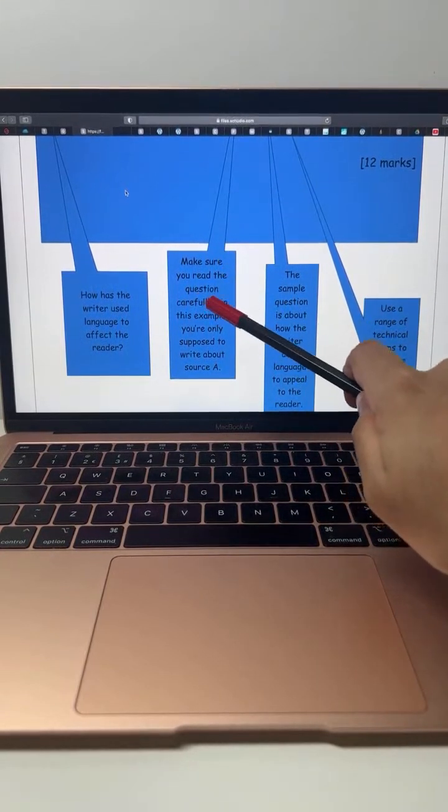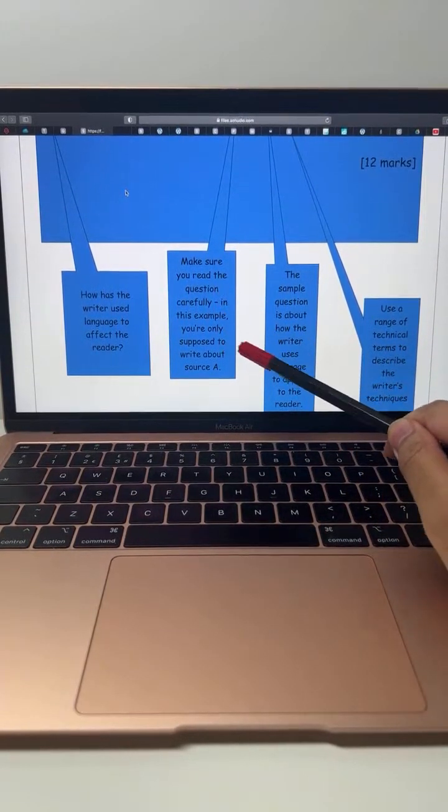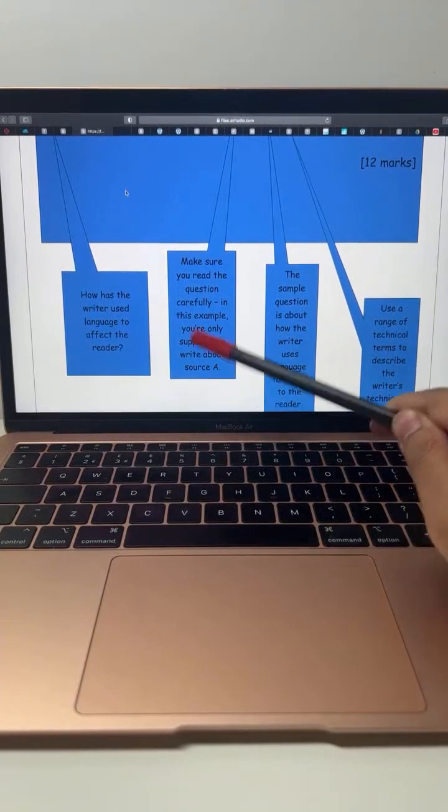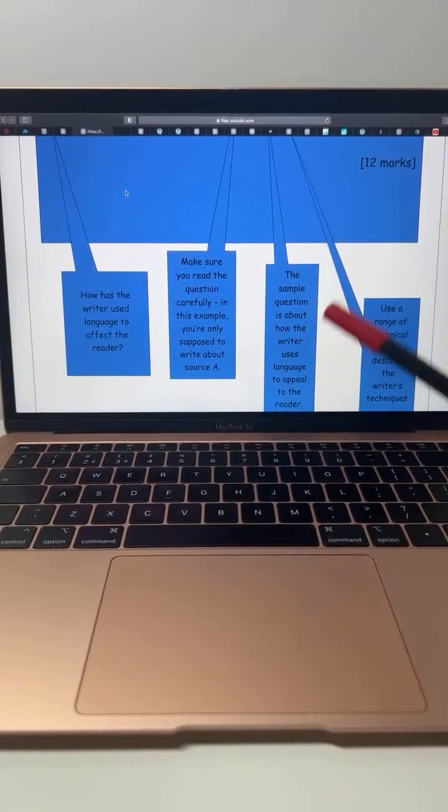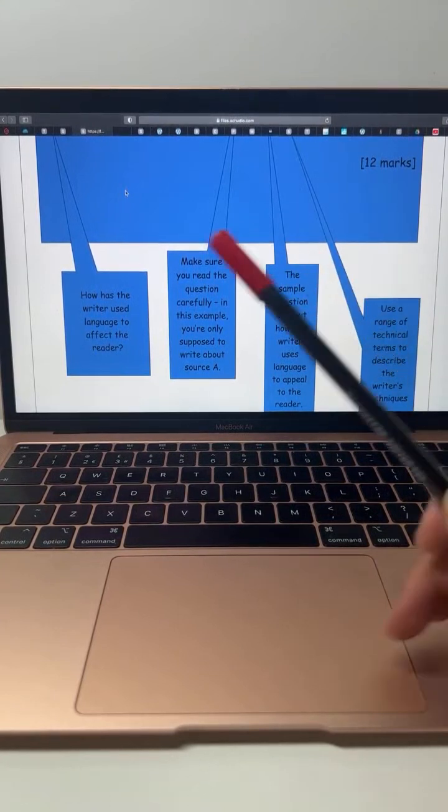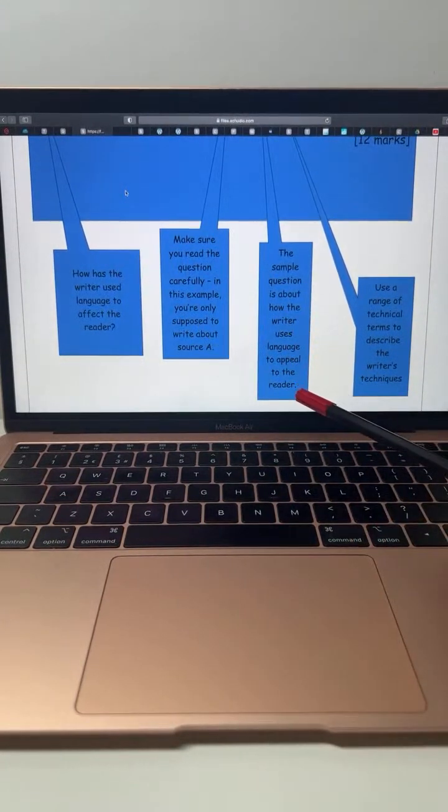Make sure you read the question carefully. In this example, you're only supposed to write about source A. Again, it could be source A, it could be source B. The sample question is about how the writer uses language to describe the storm, and make sure you use a range of technical terms to describe the writer's technique.